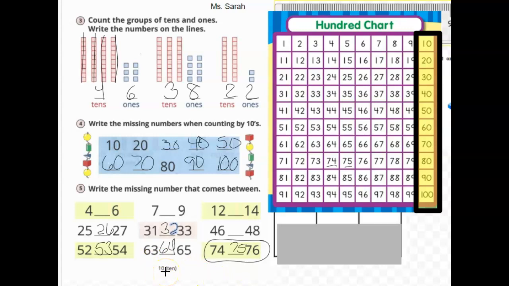But we're all done for today. So good job, guys. Practice counting by 10 a few times this week, okay? 10, 20, 30, 40, 50, 60, 70, 80, 90, 100.